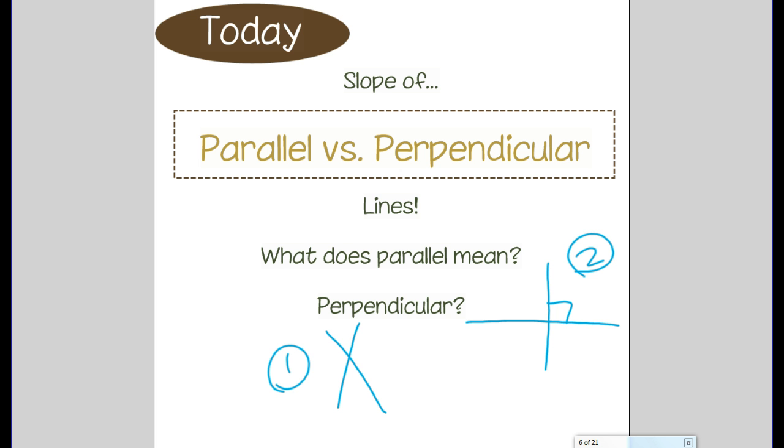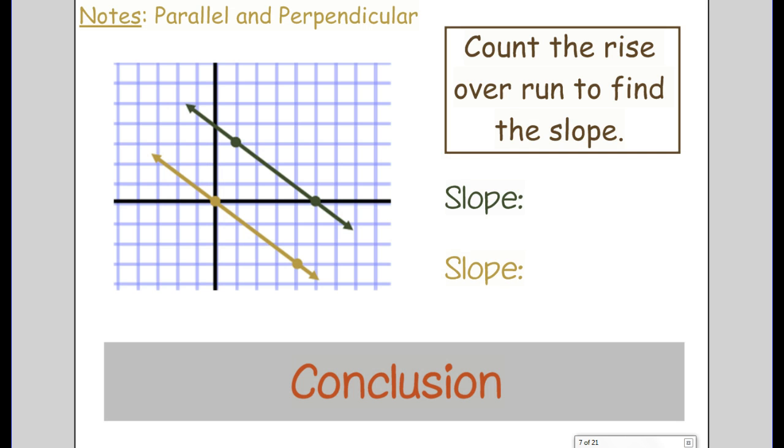Did everyone find their notes? Good. Let's look at those first two lines. Do you agree that they look parallel? I think they look parallel. Let's count their slopes. So go ahead and go on your paper. See if you can count their slopes and write them down. Let's do the slope of the darker one first. On my board it's green. You don't have colored notes. But do the slope of the darker one first and then the lighter one second, and write them down on your paper.